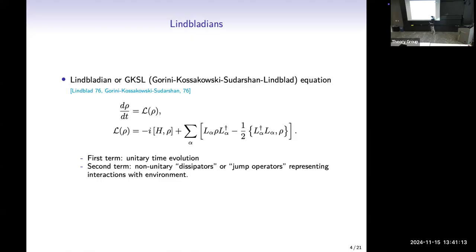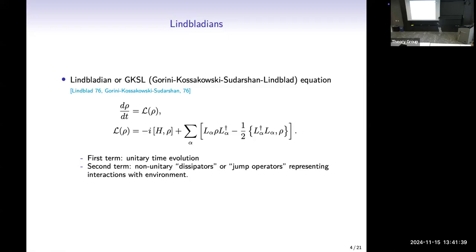kind of familiar part of the time evolution generated by the Hamiltonian. So this is just a unitary part of time evolution. This part is just a von Neumann-Liouville equation. But we also have the second term, which describes the coupling of the system to the environment. It can describe decoherence, dissipation, gain or loss, and so on and so forth.